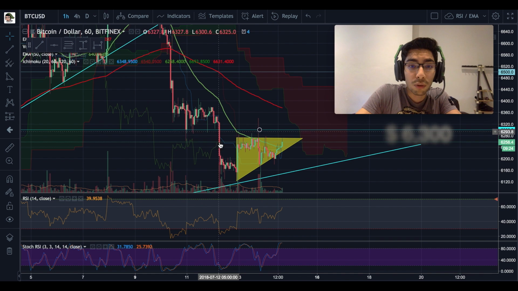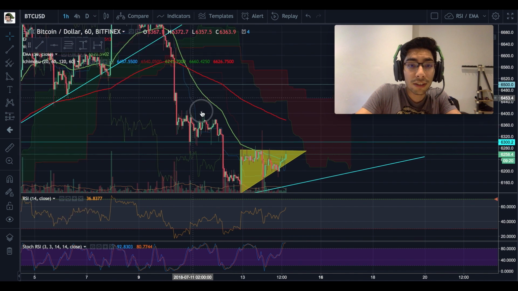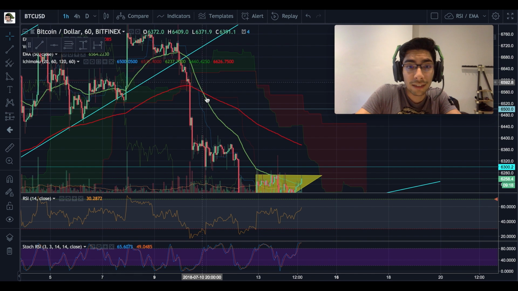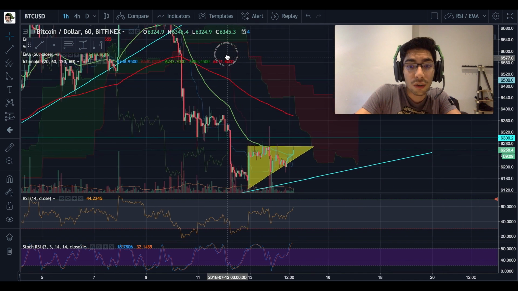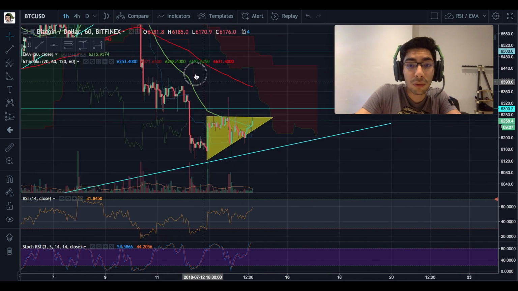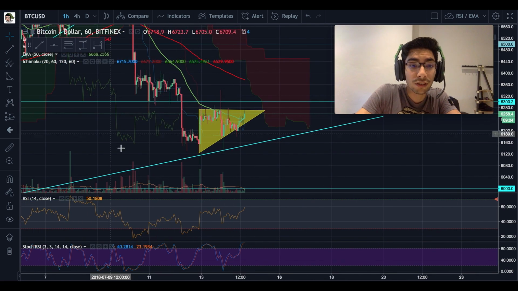But again, it broke down because we were crossing these two lines. Whenever the 200 EMA and the 50 EMA cross, that could be a really important indicator of a short-term or medium-term trend. So we can see now that the price is consolidating.